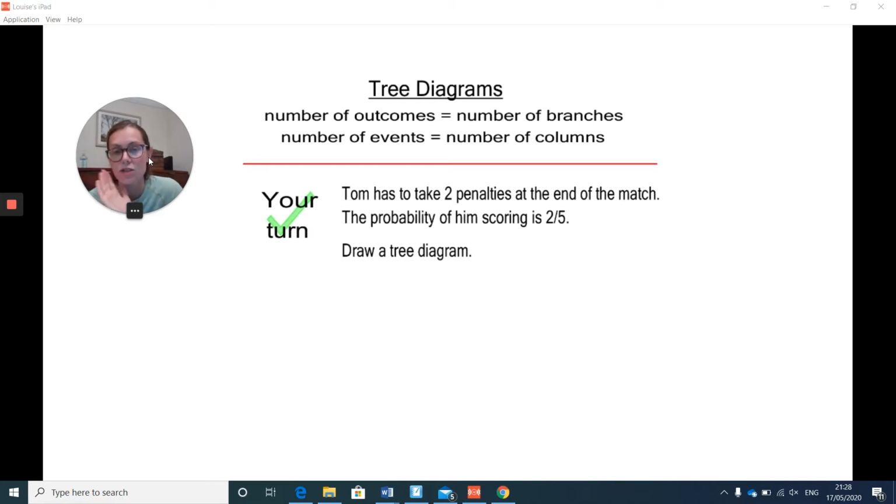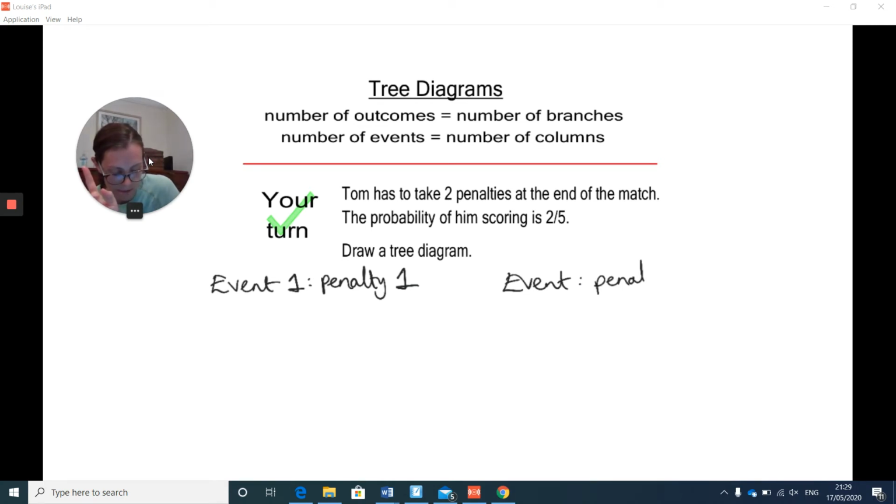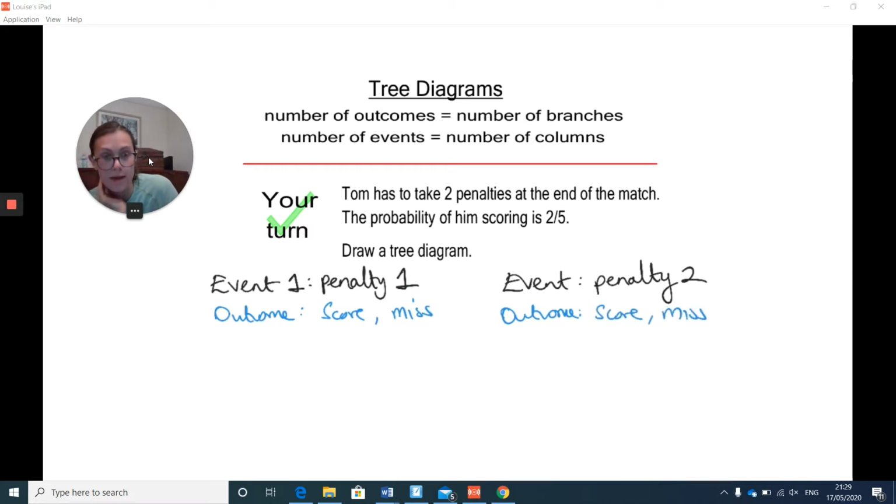Okay, welcome back. So let's have a look at how you set this up. When you've got two events, event 1 is when you take penalty number 1. And then event 2 is the second penalty, as he's taking 2 penalties. The different outcomes you could get are the same for each event. You either score or you miss.